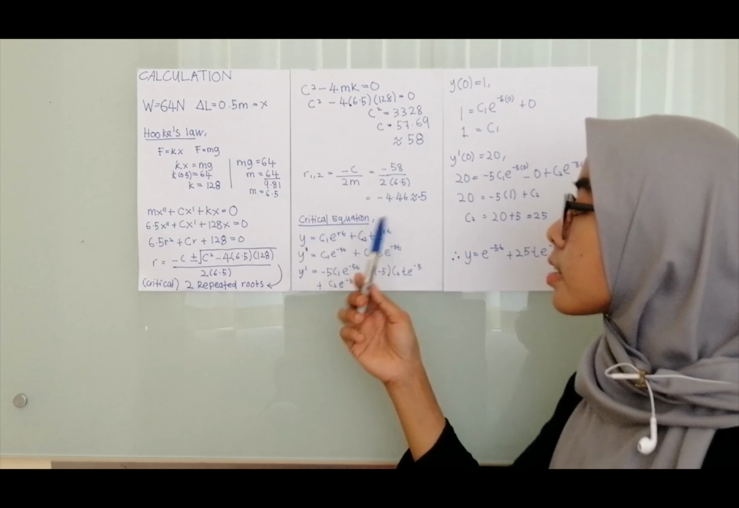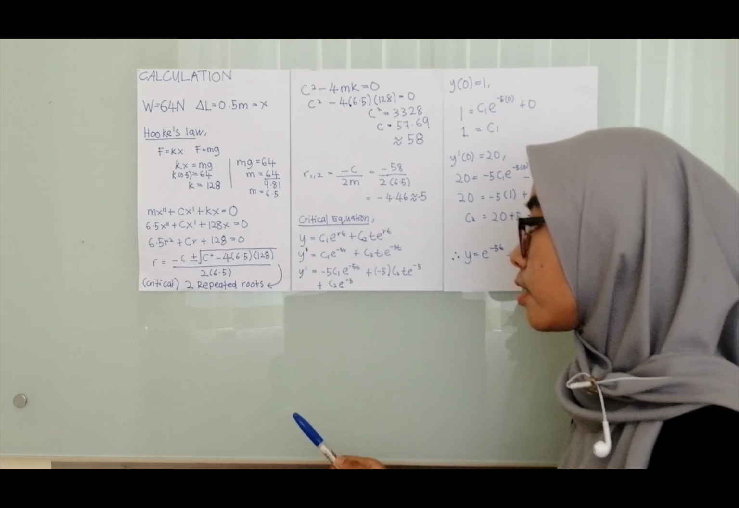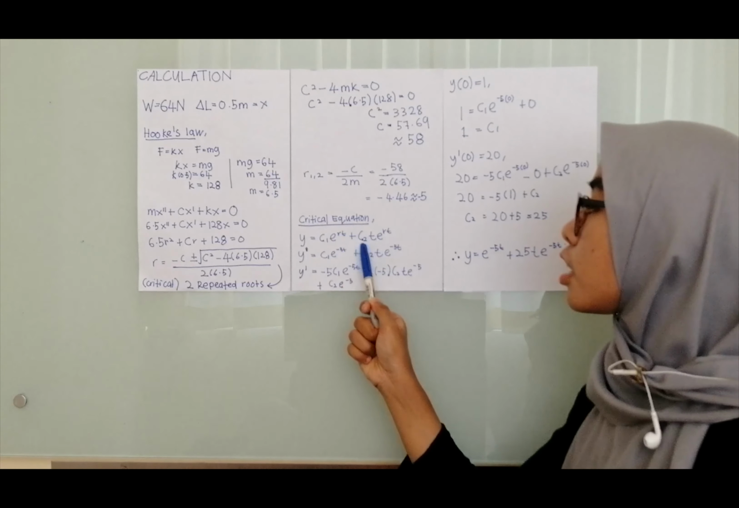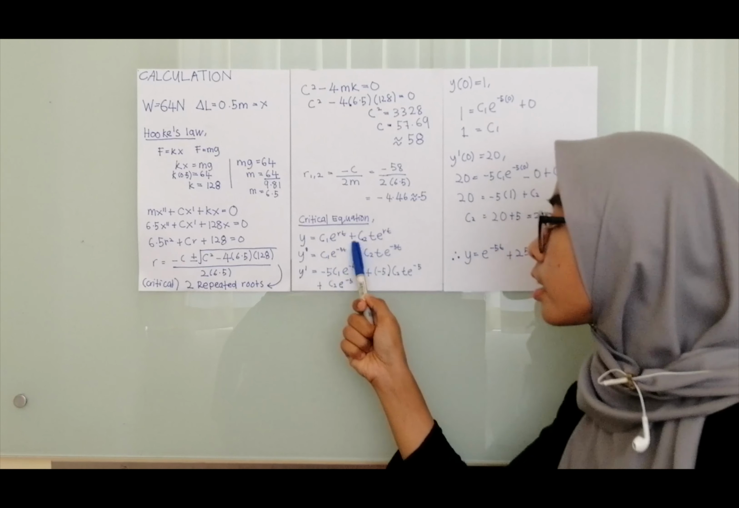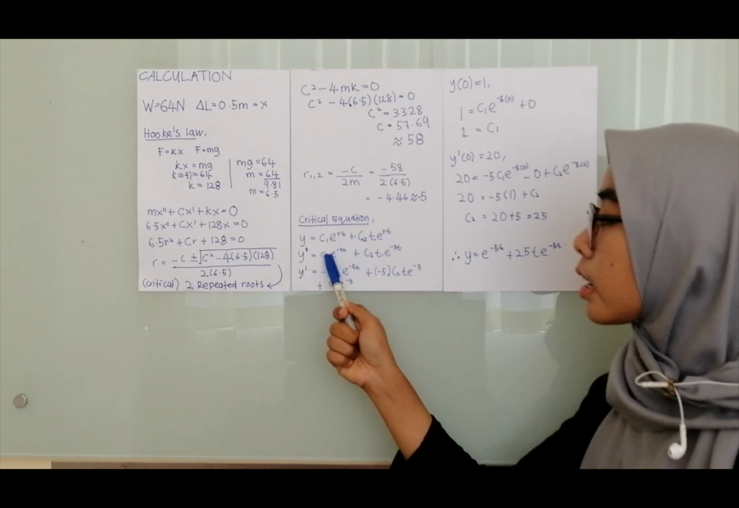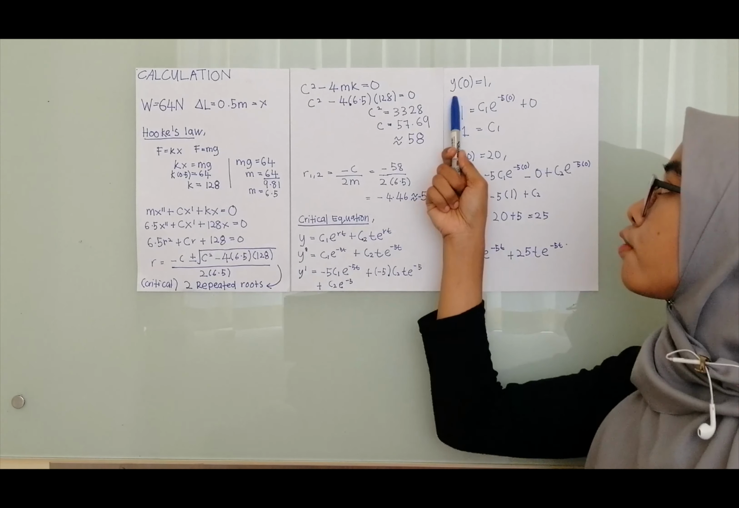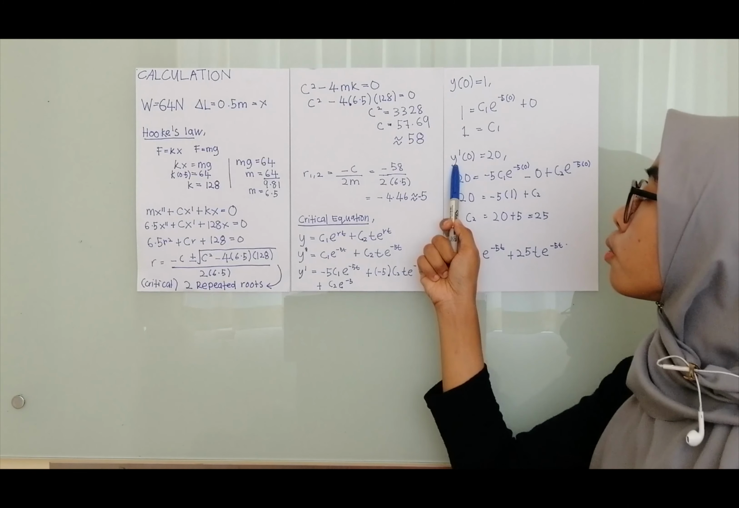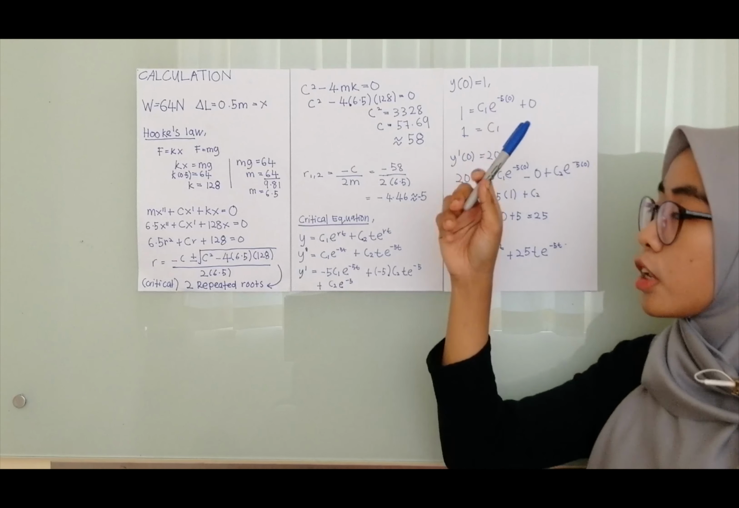Next step is, since it is given two repeated roots, the critical equation is y equal to c1 e to the rt plus c2 t e to the rt. And substitute r equal to negative 5, since the root is negative 5, and y prime is the derivative of y. The question also gives the information y equal to 1 when t equal to 0, and y prime equal to 20, t also 0. So substitute the values.